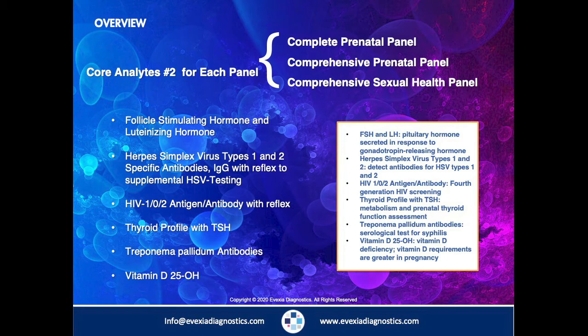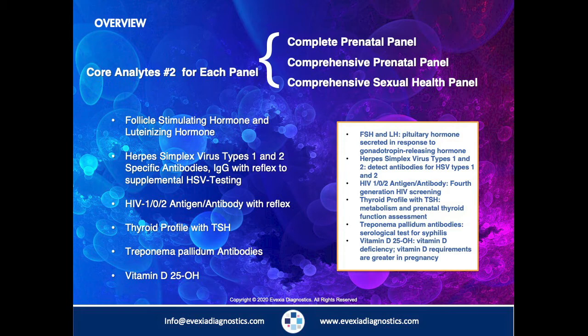Next is the herpes virus types 1 and type 2 specific antibodies. Now, this test is used to detect immunoglobulin G antibodies specific to herpes simplex virus types 1 and 2. And the clinical usefulness of this test is essentially that it can confirm or rule out the possible infection of herpes simplex type 1 and type 2 virus in prenatal patients.